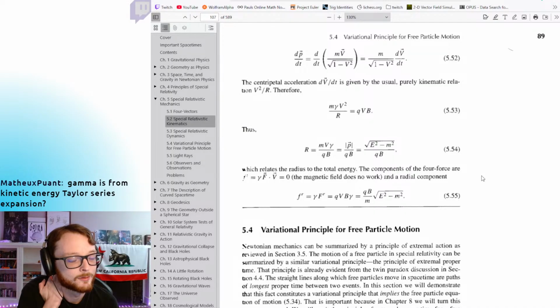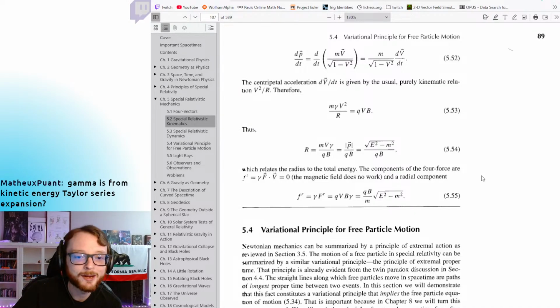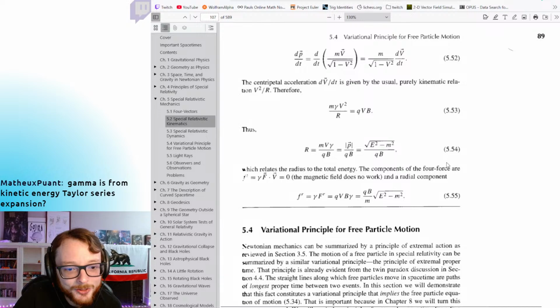Kinetic energy. All right. So with that relation, they could get the radius. They notice that there's the magnitude of momentum hidden inside there, which seemed tricky to spot.